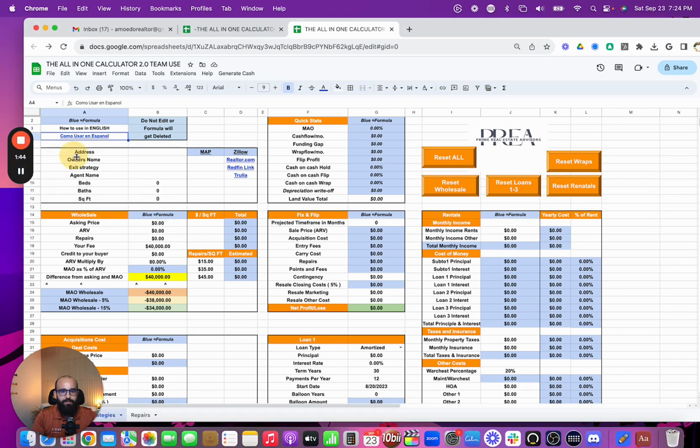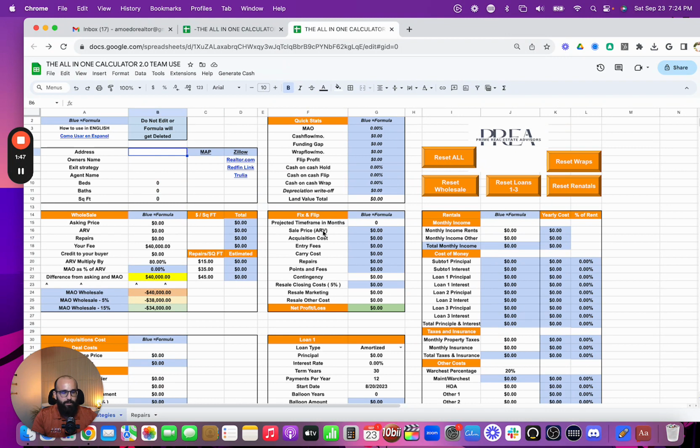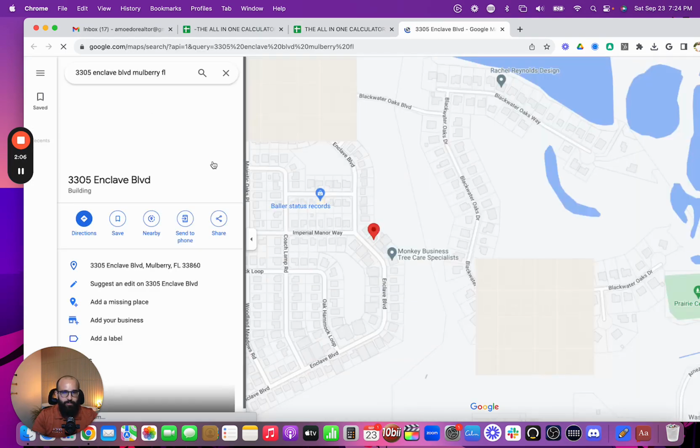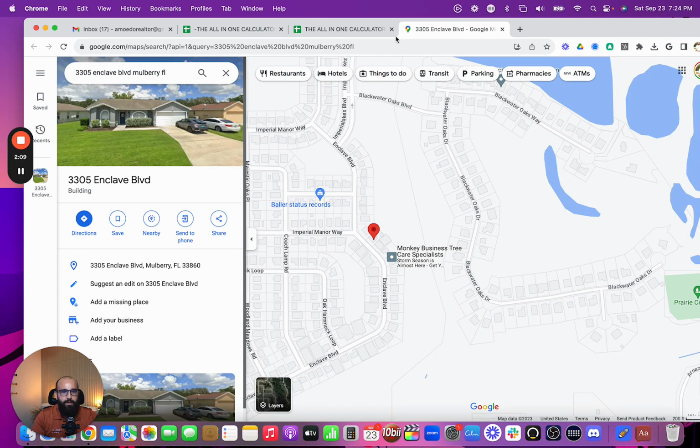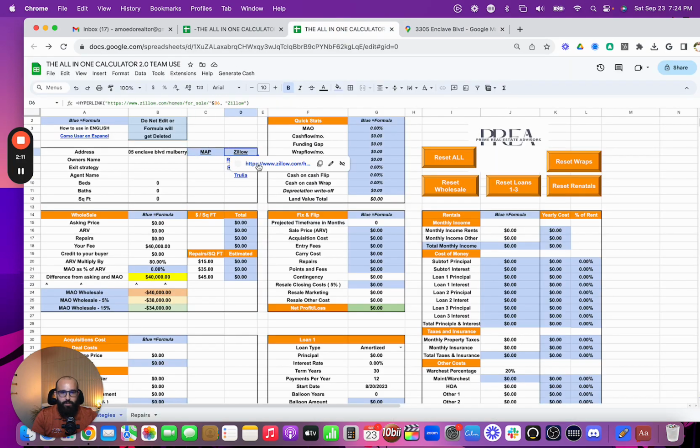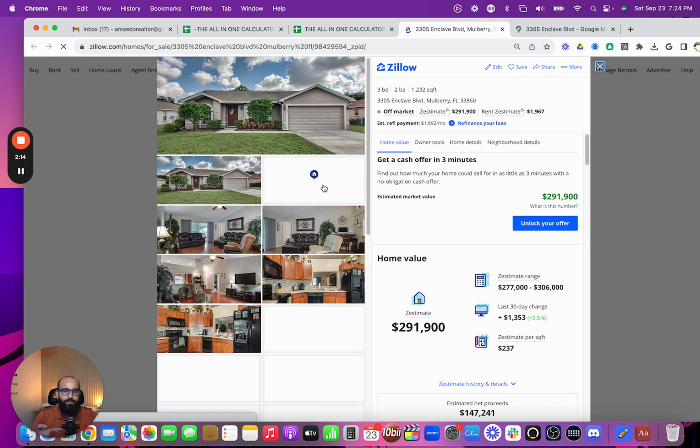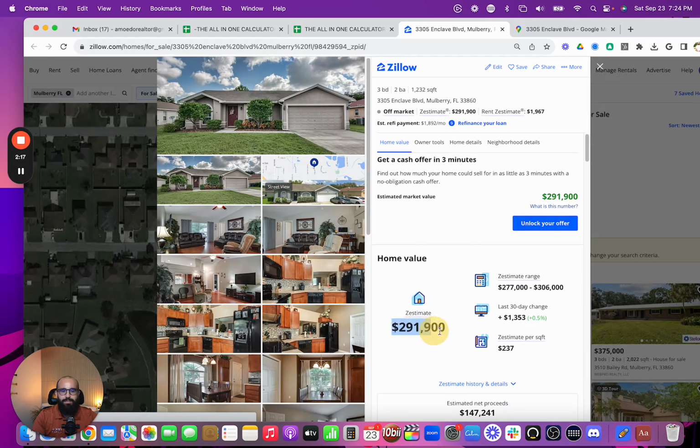Now, starting at the very top left where it says address, we're going to click on the address and we are just going to put a random address. Okay, and then from there, one of the first things that you're going to notice is if you click on maps and you click on the link that it provides there, it takes you to that property. And if you go back to the spreadsheet and you click on Zillow, it's actually going to take you directly to that Zillow property, which is amazing because you can get this estimate. So this is just a really random property that I chose, but we're going to go with it, okay?